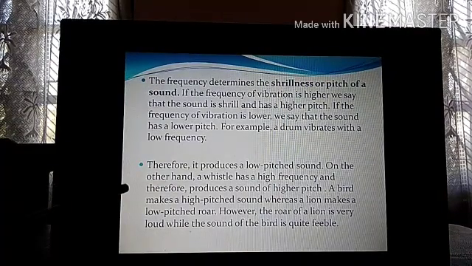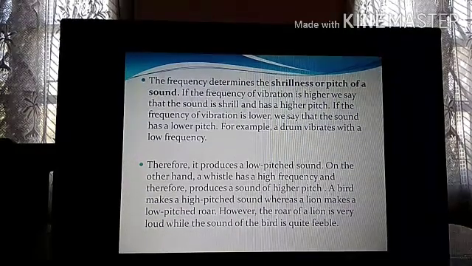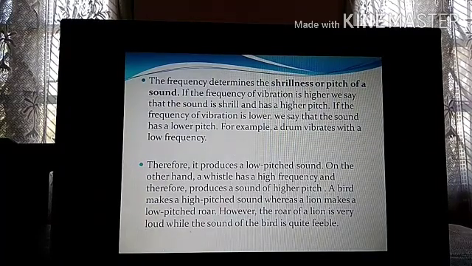A bird makes a high pitched sound, whereas a lion makes a low pitched roar. So when a bird is squeaking, the sound is of a higher pitch. But when a lion is roaring, it is easier for you to hear that, isn't it? Because the sound is of a lower pitch. Remember, if the sound is of a higher pitch, it is going to hurt your ears. But if the sound is of a lower pitch, then you can listen to it, even if it is loud. Suppose the lion is roaring very loud. Still, you can listen to the lion because the sound is of a lower pitch. But if the whistle is blowing, even if it is blowing for 5 to 6 seconds, you cannot bear it because the sound is of a higher pitch.